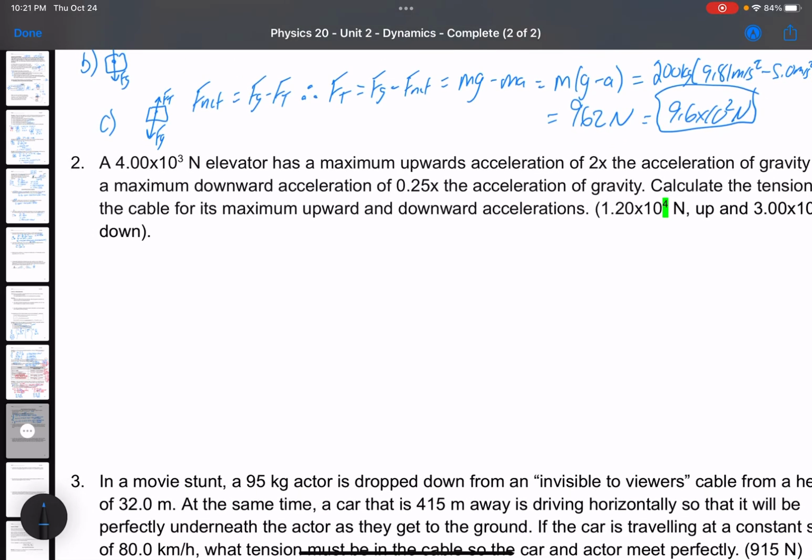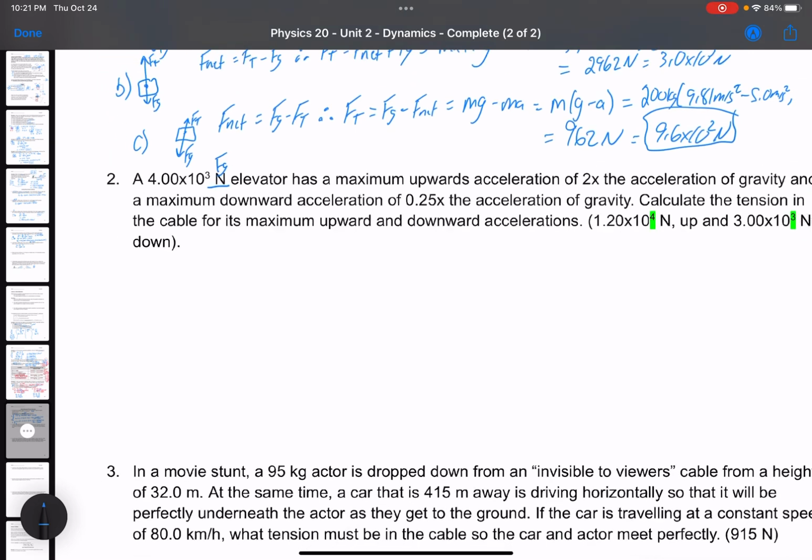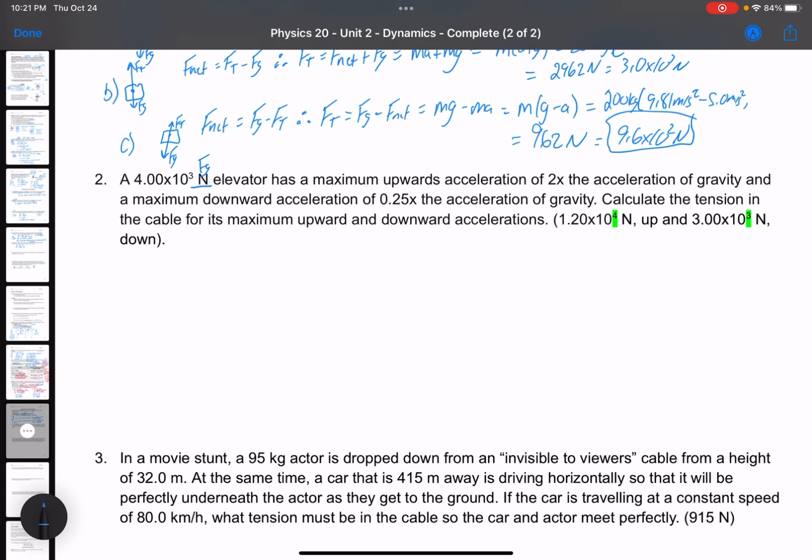All right, 4.00 times 10 to the power 3 newtons. So this is the Fg. I like to make a note of that when I read it. That way I don't confuse it with a mass. Remember, mass is in kilograms. It has a maximum upward acceleration of 2 times the acceleration of gravity and a maximum downward acceleration of 0.25 times the acceleration of gravity. Calculate the tension in the cable for its maximum upward and downward accelerations.